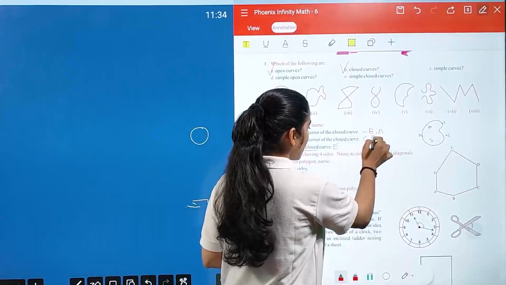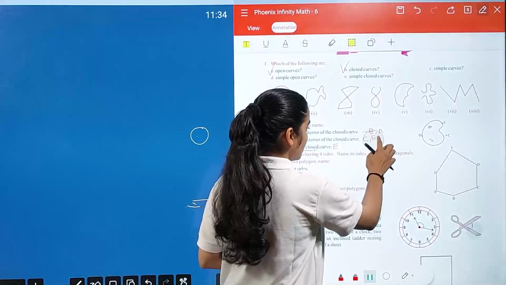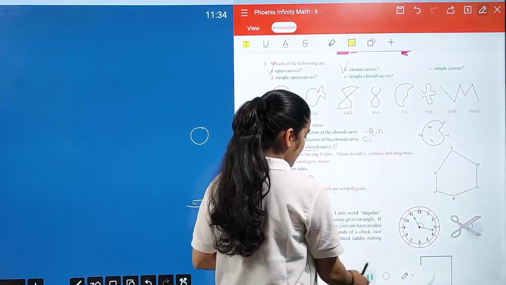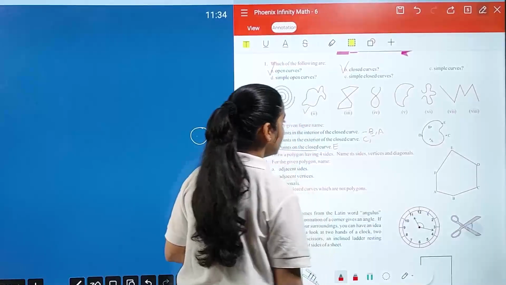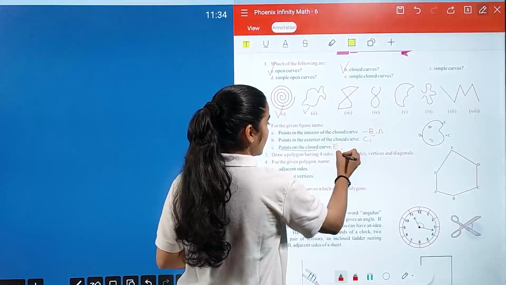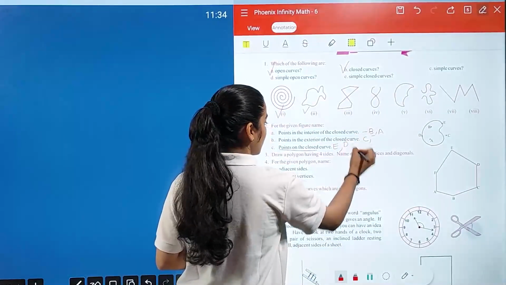So for here you can rub it. Here we have only one point outside of the figure. So here we have D also on the boundary.